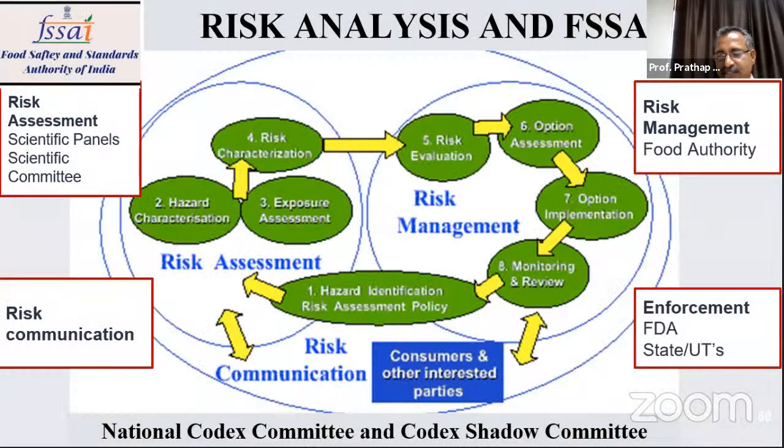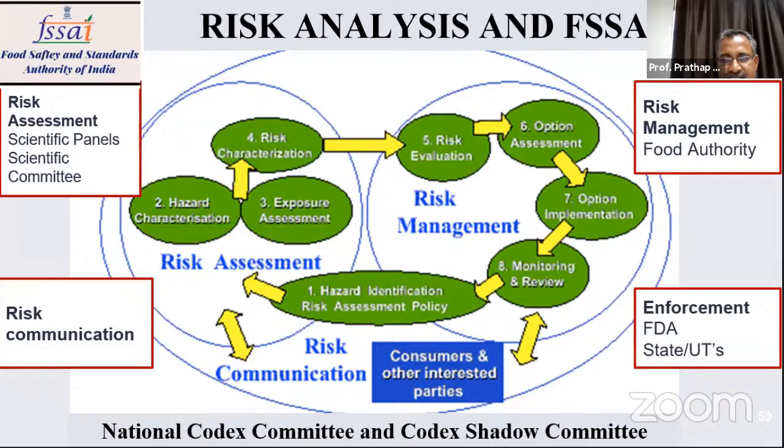Therefore, this is supposed to be the last slide of mine, where I'm putting it together. As far as India is concerned, the Food Safety and Standards Authority of India is the food safety regulator, which coordinates all the aspects, starting from making the regulation and standards, as well as their implementation. How FSSAI deals with it is summarized in this slide.